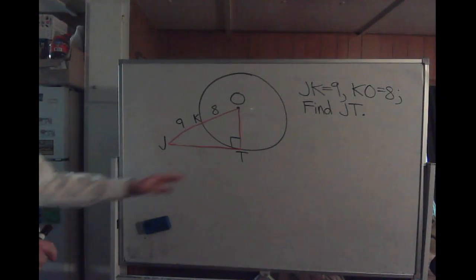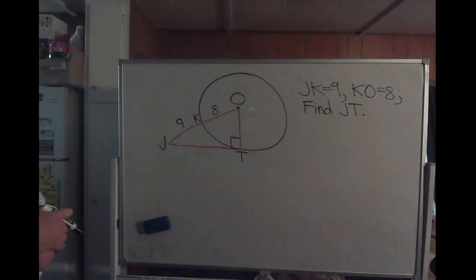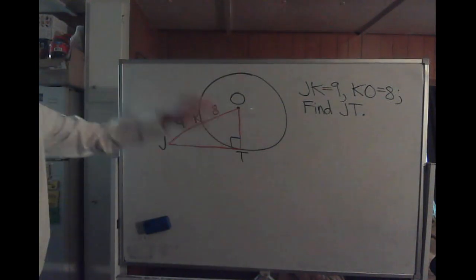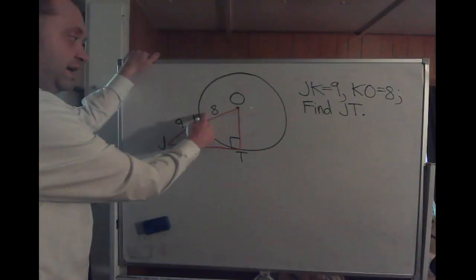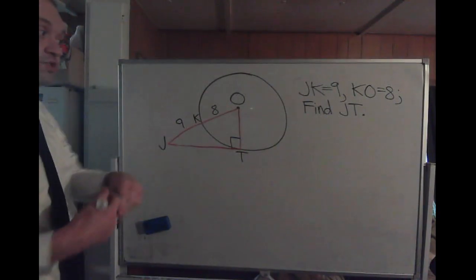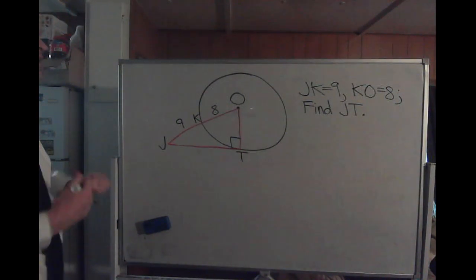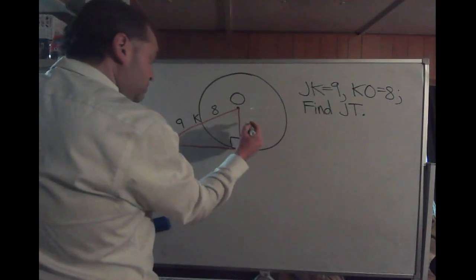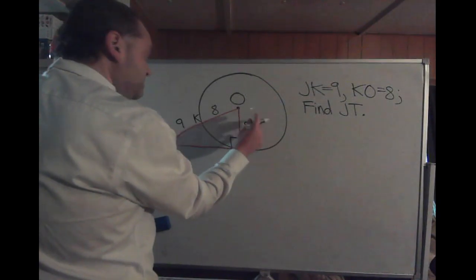Well, how in the heck are we going to find that? Well, look at your circle here. You have radius OK with a length of 8. Well, OT is also a radius, is it not? That would have to mean then that OT would have a length of 8 as well, since it's a radius.